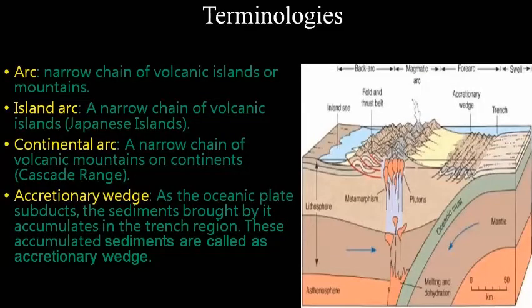Now there are various terminologies as you are seeing over here. What is an arc or an island arc? An arc is a narrow chain of volcanic islands. So island arcs, especially when they are volcanic islands. And an arc can also be a chain of mountains. Then we have the continental arc, and we have the accretionary wedge. So these are the various terminologies.